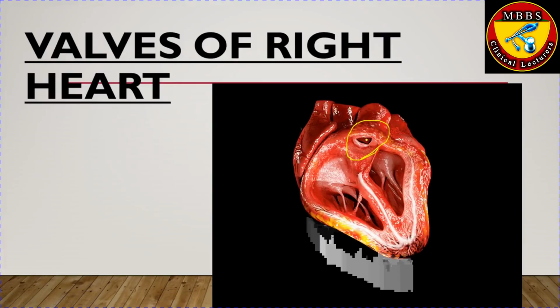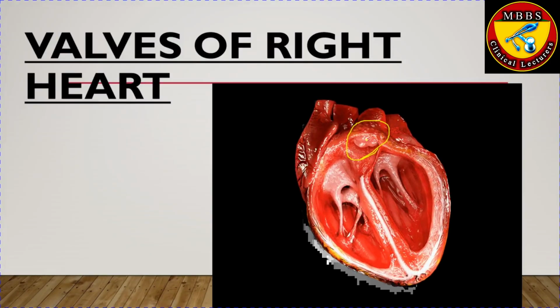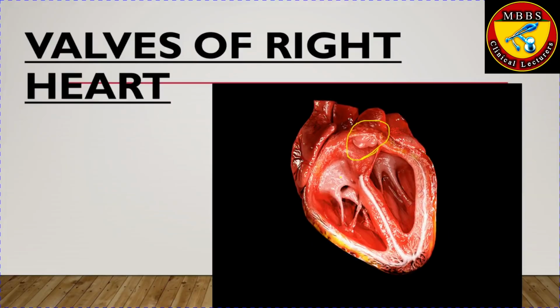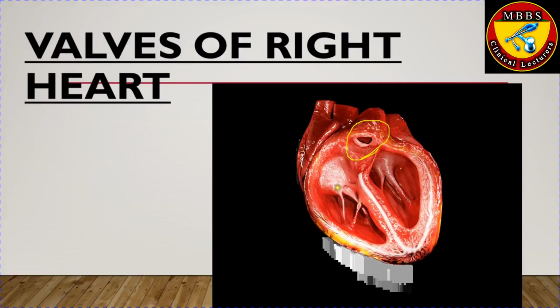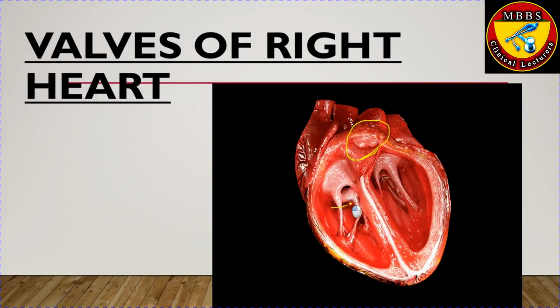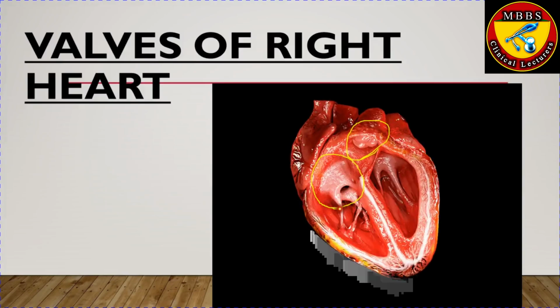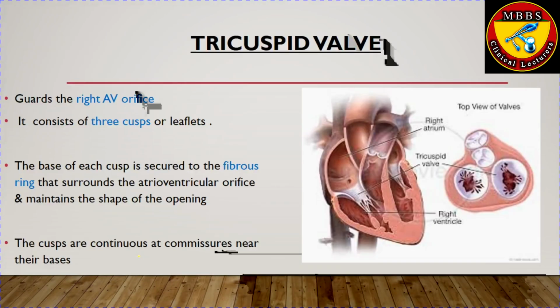It is the outflow tract of the right ventricle and it is guarded by the pulmonary valve, while the atrioventricular orifice, or the opening present between the right atrium and the right ventricle, is guarded by the tricuspid valve. You can see in this image, this is the tricuspid valve. So first we are going to discuss the tricuspid valve.